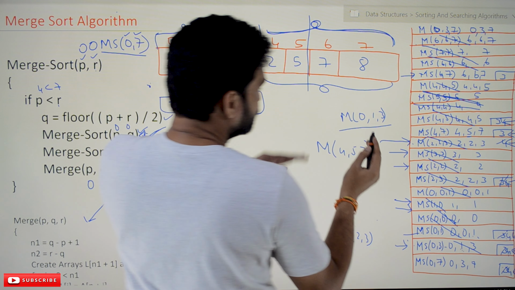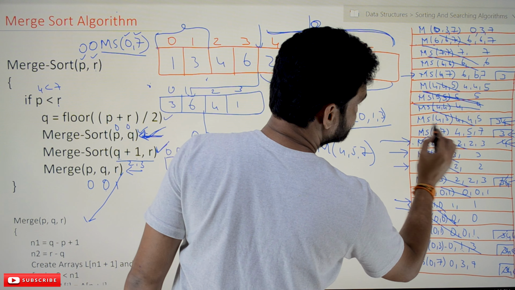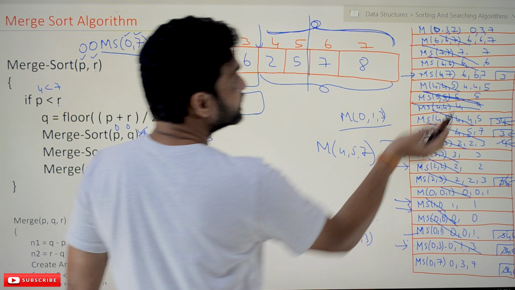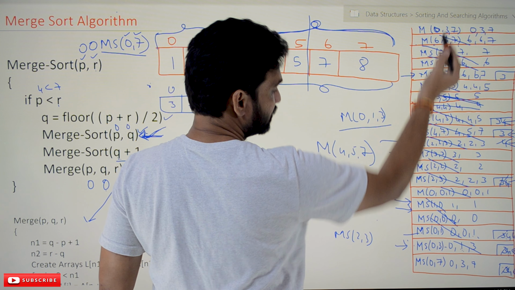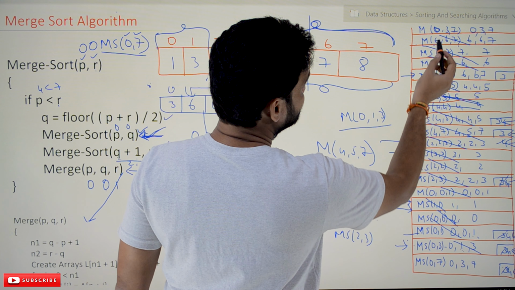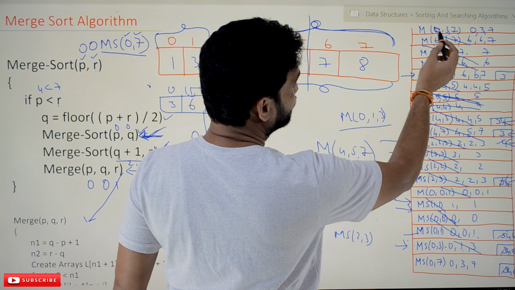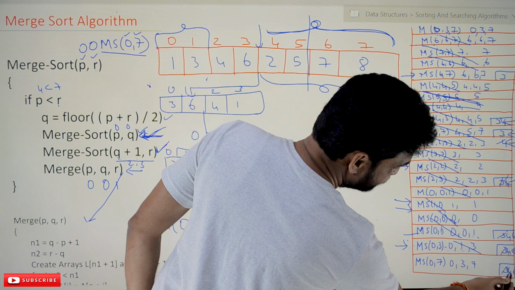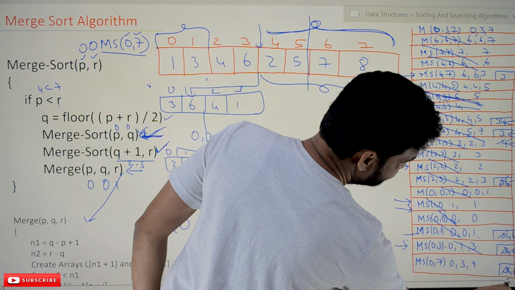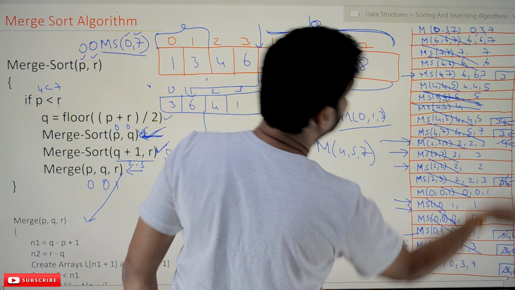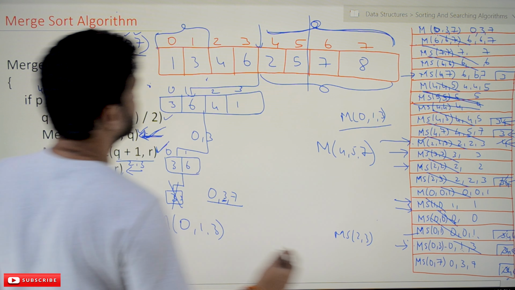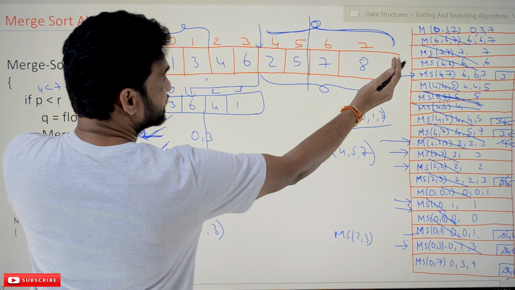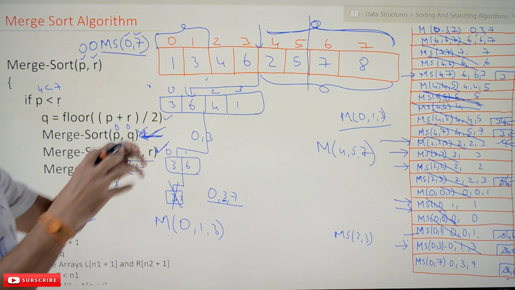Okay, now we are done with this fourth line of code also. So this one will also get executed, and this is the final call. So in the process of this M4 call, this is the last call. Here we are done with the fourth line of code and we are left with the fifth line of code. In this fifth line of code, M of 0, 3, 7, this entire part will now get sorted.